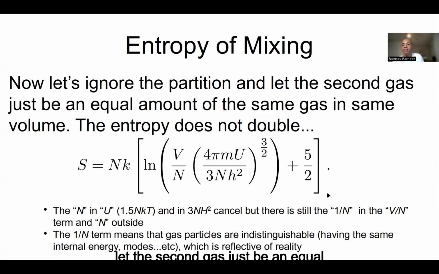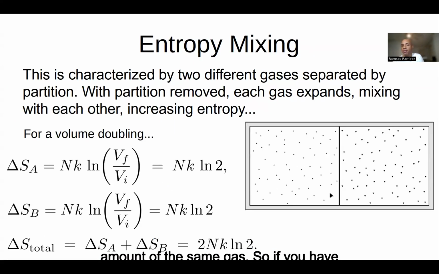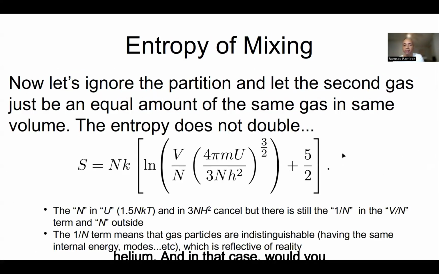But then let's say the second gas is just an equal amount of the same gas. So if all of this is helium, 1 mole of helium, let's add another whole mole of helium. And in that case, would you expect the entropy to double? No, you would not actually. It would not double in that case. You would expect that, but that's not actually true, because if you look at the math of the Sackur-Tetrode equation for a monatomic gas, you're doubling the amount of stuff within the same volume. The entropy doesn't quite double. You would think that, but let's look at it.